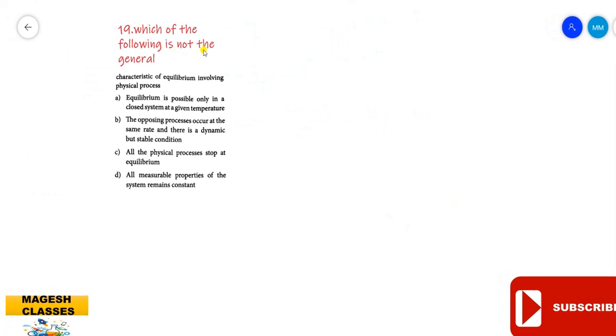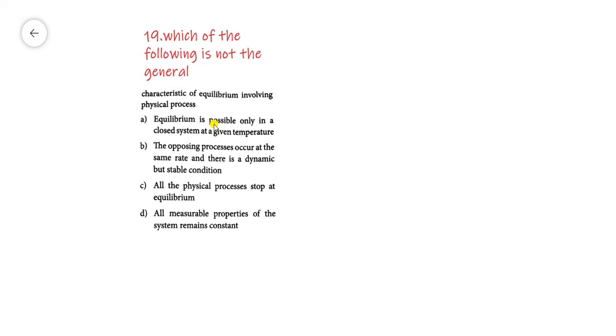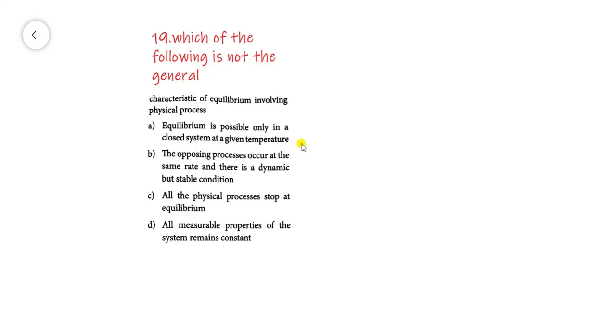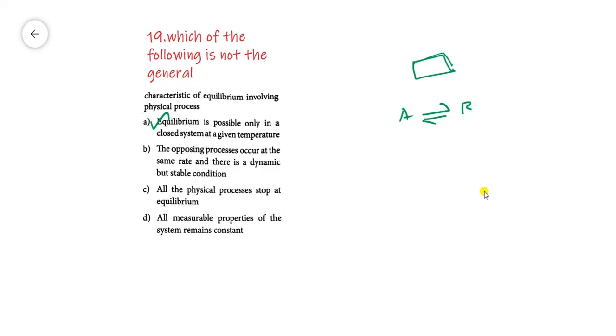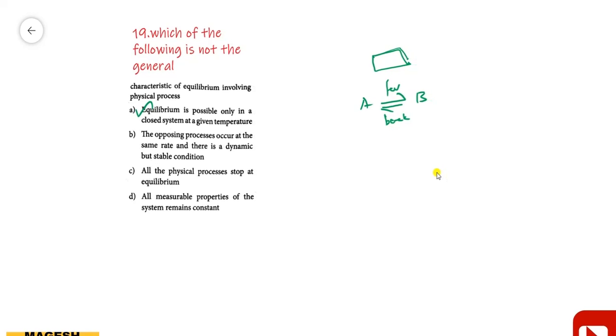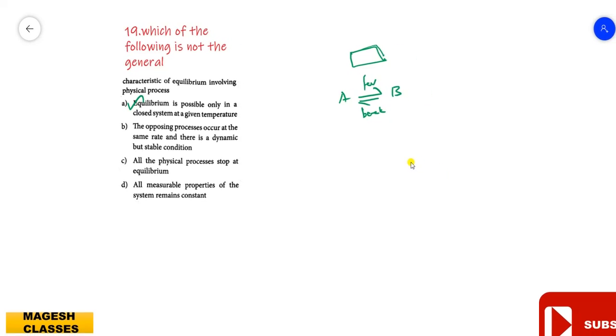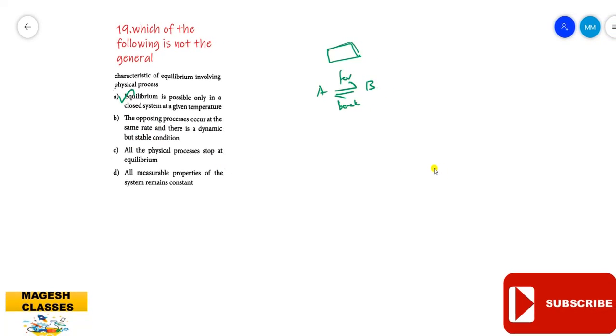Question number 19. Which of the following is not a general characteristic of equilibrium involving a physical process? Equilibrium is possible only in a closed system at a given temperature is a true statement. Only in a closed system does the physical process reach equilibrium. The second statement, the opposing processes occur at the same rate and there is a dynamic but stable condition. At equilibrium the rates of the forward and backward reactions are the same, so this statement is also correct.